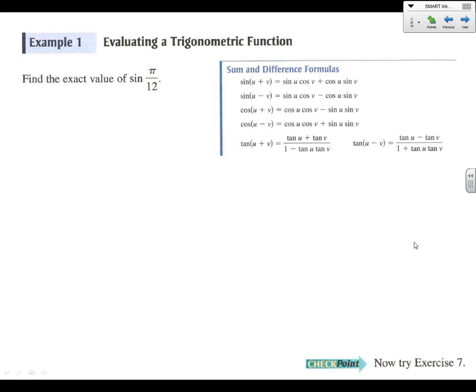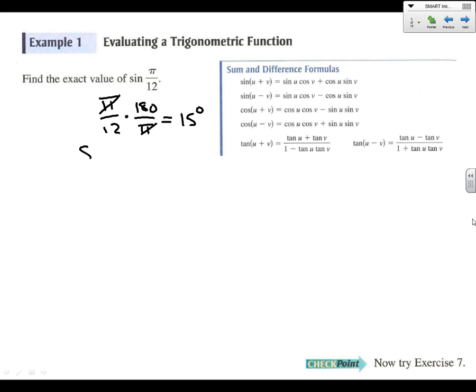All right, so let's try some of these formulas. I've got it printed small right here. We're going to find the exact value of sine of pi over 12. It's probably easier if we think about this in degrees instead of radians. If we multiply pi over 12 by 180 over pi, the pi cancels, and 180 divided by 12 is 15 degrees.